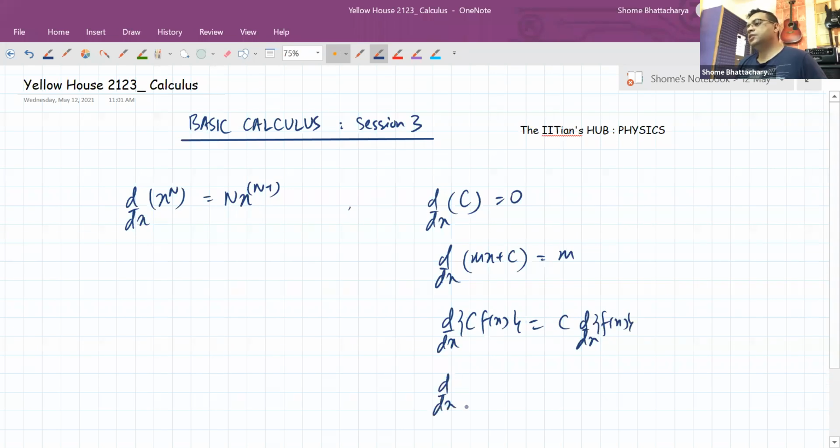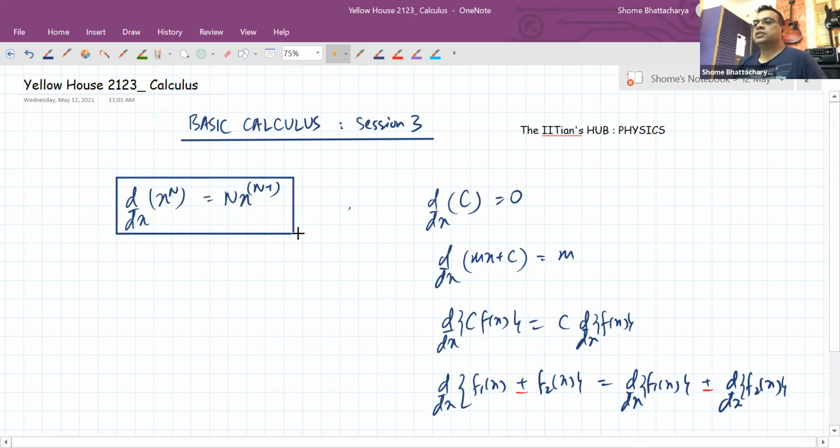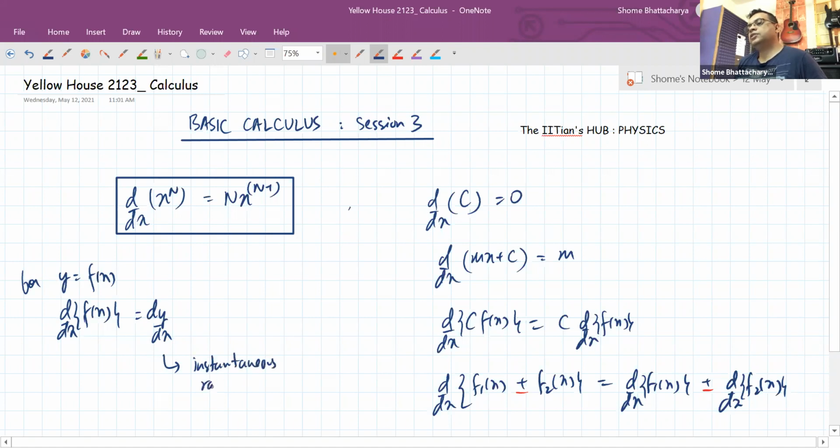And differentiation of the sum or difference of two functions is equal to the sum or difference of the individual differentiations. So these are the properties of differentiation that we had discussed, apart from the basic formula. And of course, we had seen the definition of what differentiation does. For a function, the differentiation gives us the instantaneous rate of change. So these were some of the ideas that we discussed in the last lecture.